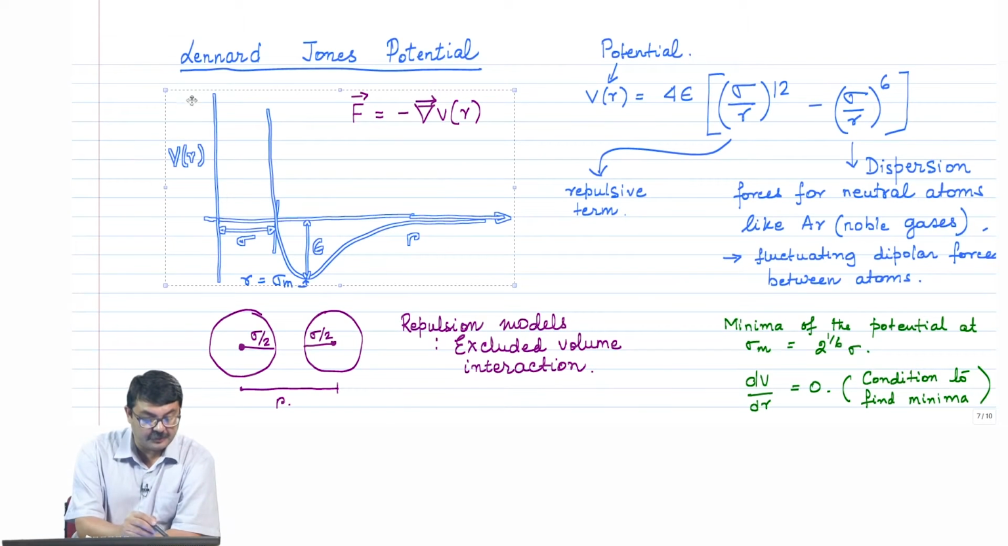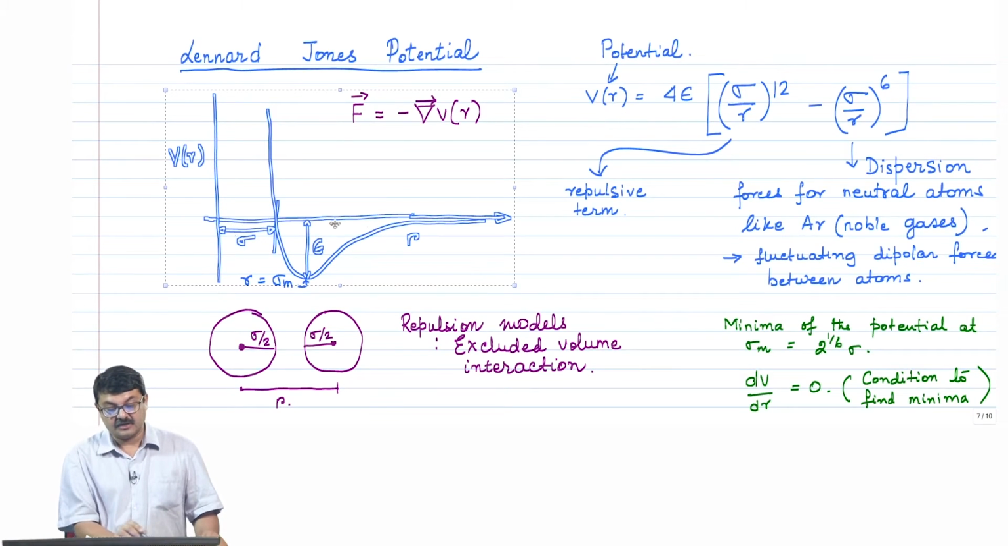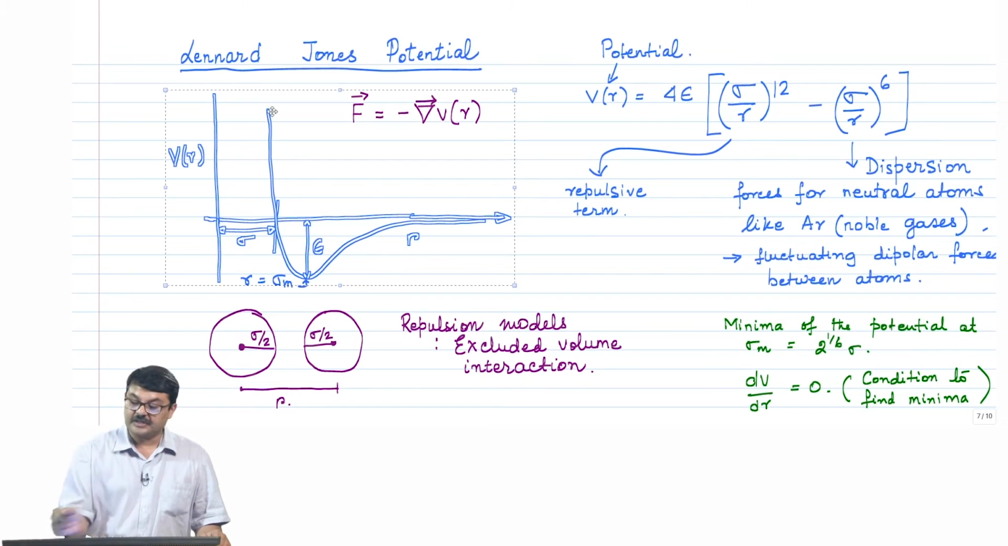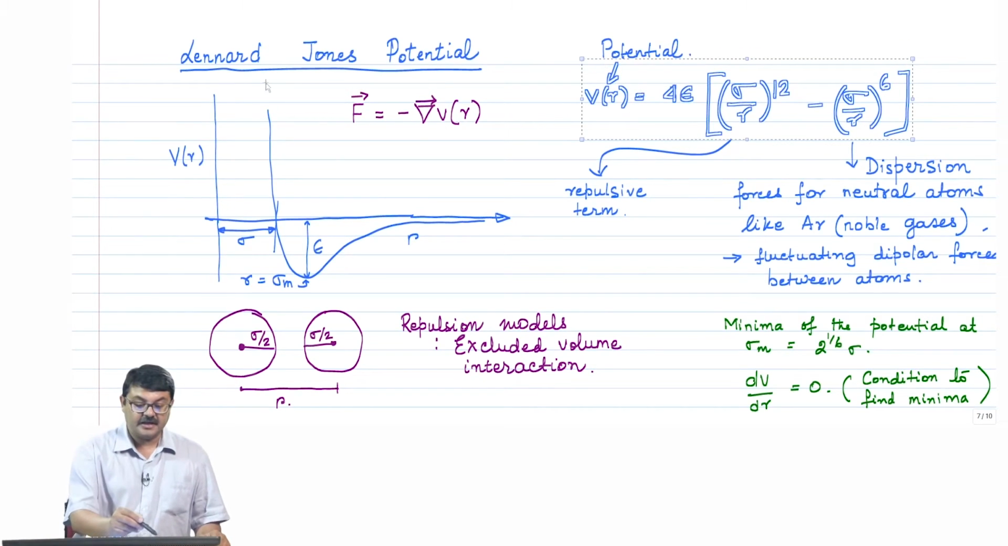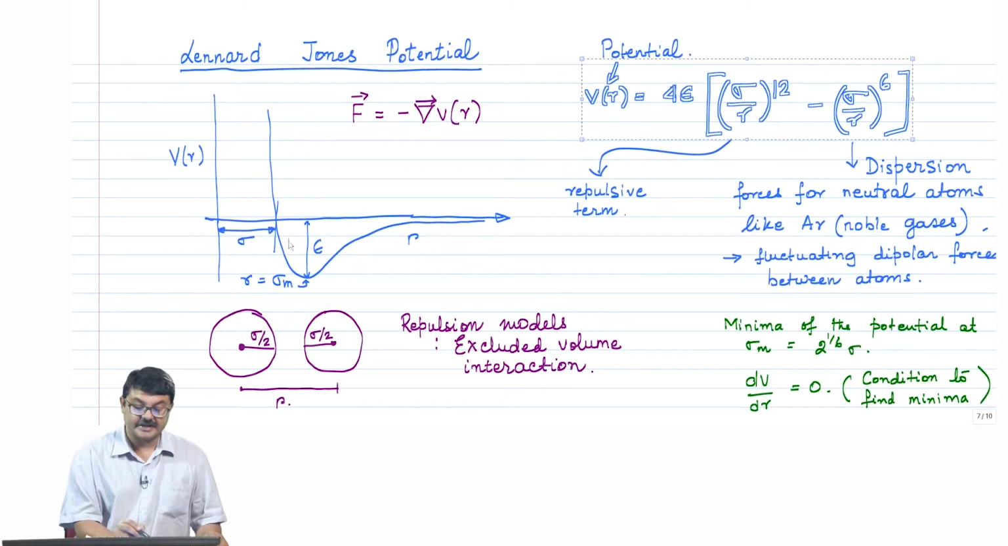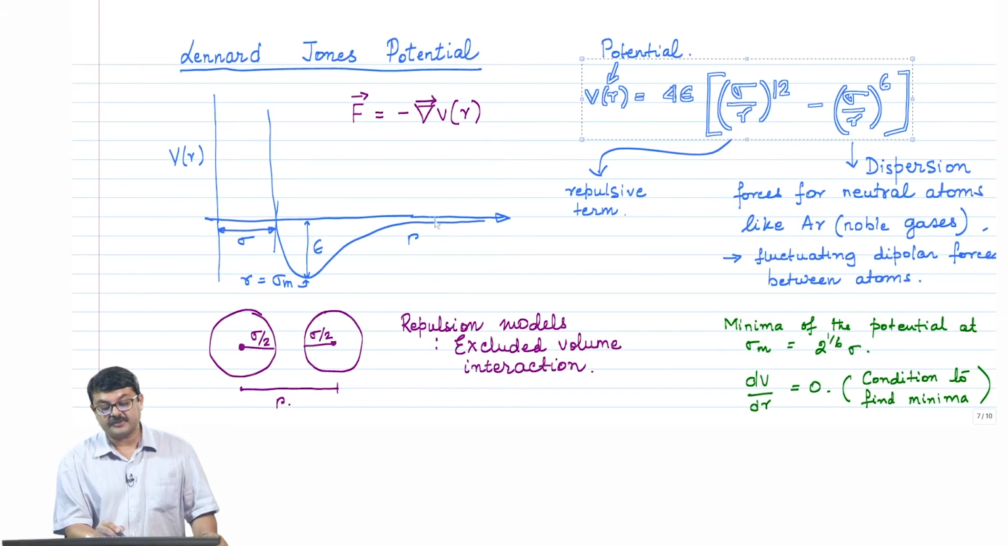Here I plotted V of r on the y axis, and on the x axis is r. When you plot this function, it looks like a very sharply increasing potential for r less than or equal to sigma. So, it is very fast increasing. After that, there is a potential minimum, there is some attractive potential, this is negative here, and then it gradually goes to 0 as r increases.